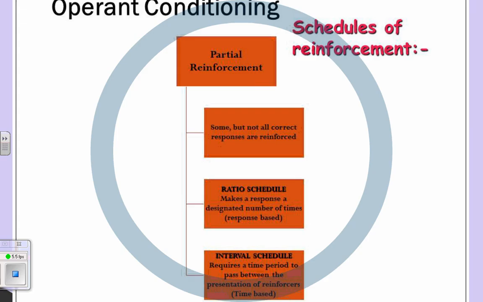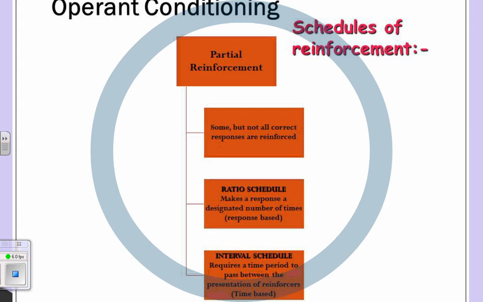So, I can have the ratio schedule of reinforcement, which means I make a response and after a number of specific good responses, then I'm going to be rewarded. So every 5 correct responses, I'm giving you a star. Every 5 correct answers, I'm giving you an A. Every 5 days of work, I'm giving you a paycheck.